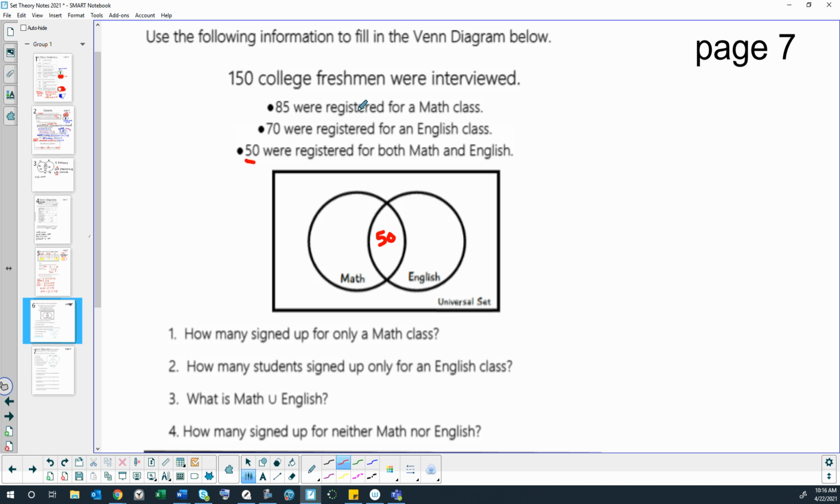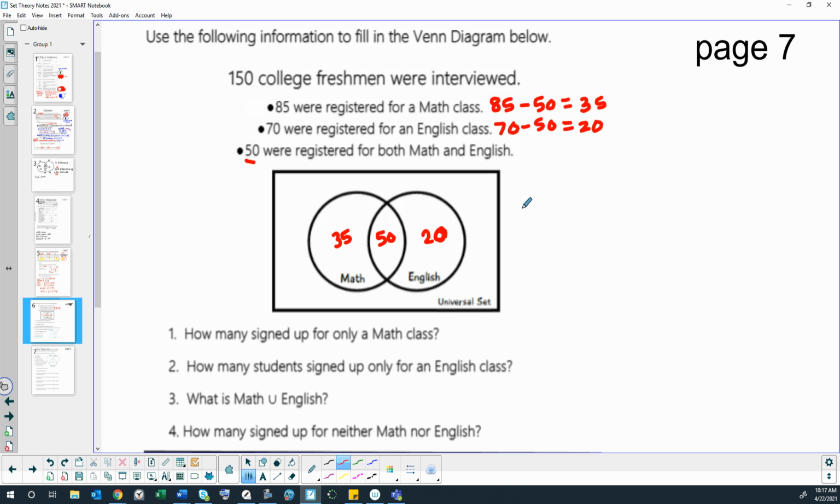Okay, now we go back to the first two pieces of information. 85 were registered for math. So that means 85 students registered for math, but 50 of those also had an English class. That means there are 35 that just have a math class and no English class, right? So that this adds up to 85 total. 70 were registered for an English class, but 50 of those also had a math class. So that means there are 20 students that only had an English class without the math class.